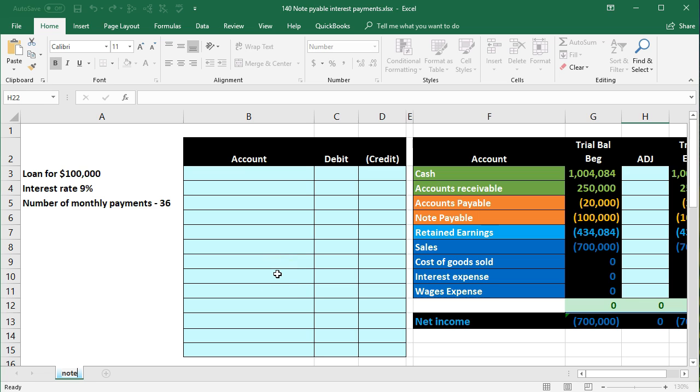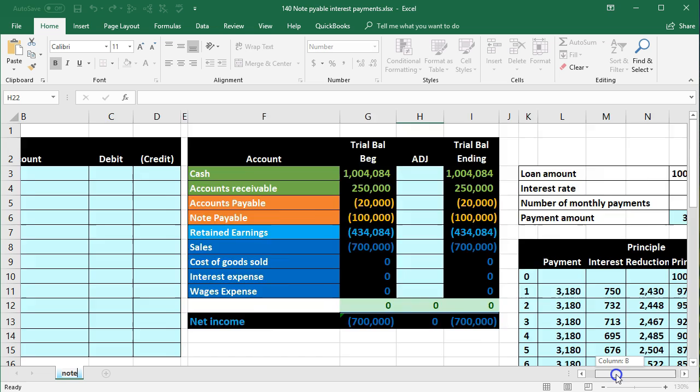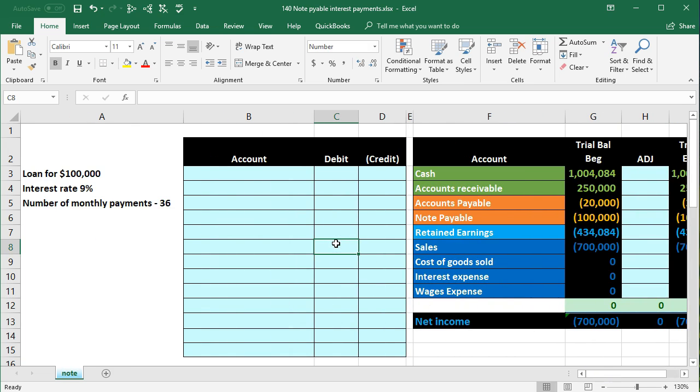including both principal and interest components. Our data is on the left side, and we have our annuity table, which will help us on the right side. We're going to enter our journal entries into our general journal. We'll post them to our worksheet here.